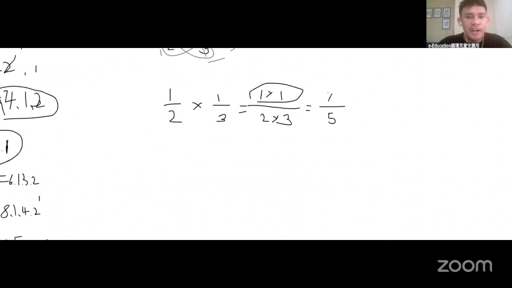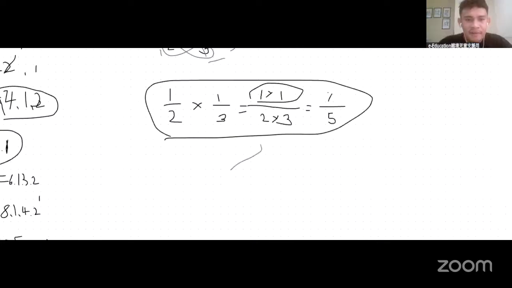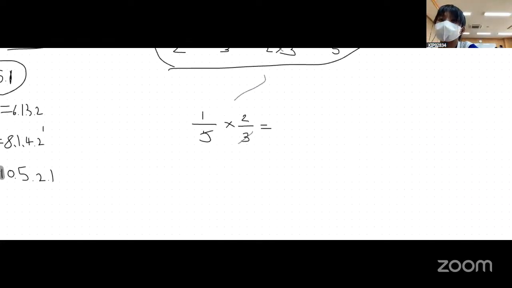So I want you to unlearn everything and do this type of equation instead. So here, one fifth times two thirds. So I want you to do that and do not do this anymore. Do not. Just answer it as is. Just answer it as the multiplication, just like what we did here.